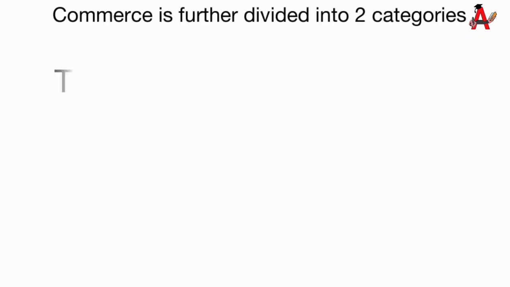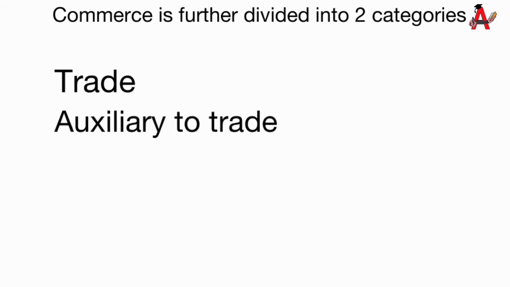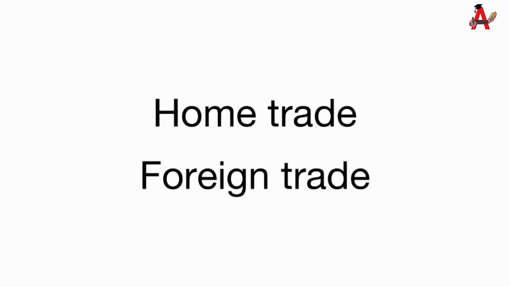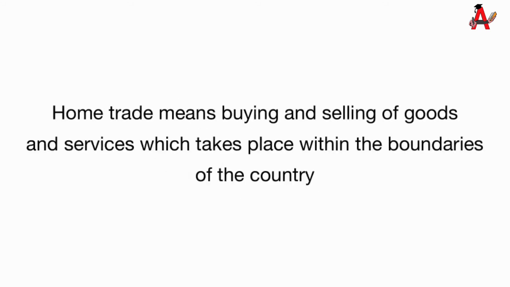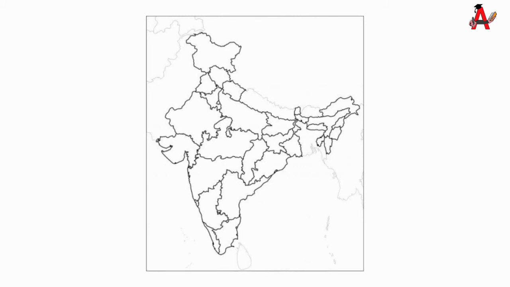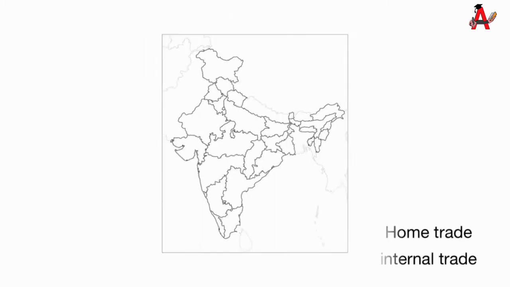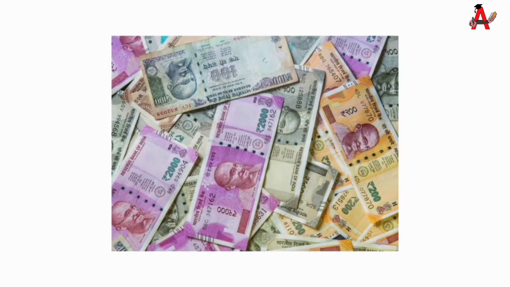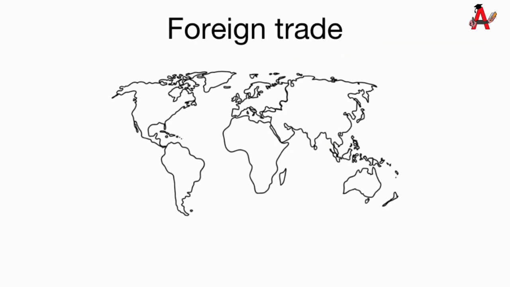Commerce is further divided into two categories, that is trade and auxiliary to trade. Let us understand trade in detail. There could be a home trade and foreign trade. Home trade means buying and selling of goods and services which take place within the boundary of a country. So within the boundary of a country, that is within India, it's called home trade or internal trade. It is generally conducted in the local currency. Whereas trade which takes place between two countries is called foreign trade. Here the boundaries of the two countries are crossed.